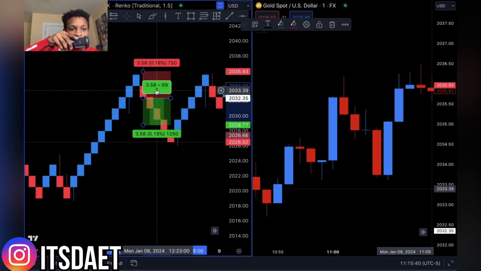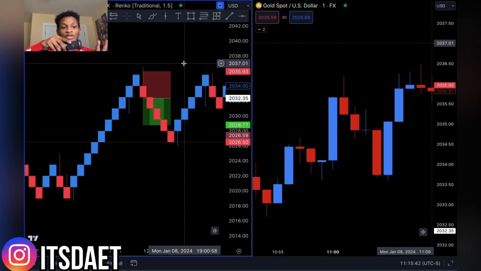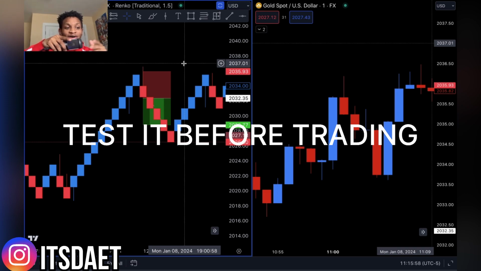That's your entry right there. Now, it's up to you to determine where you want your stop loss and TPs to be. It's up to you, because I'm going to show you my strategy, my exact numbers and stuff like that. But if you are trading Renko, please, please, please backtest the TPs and the stop losses. If you're going to use a fixed way, please backtest it.